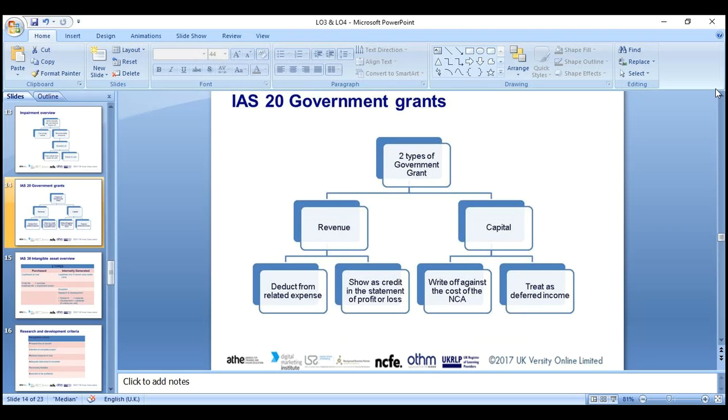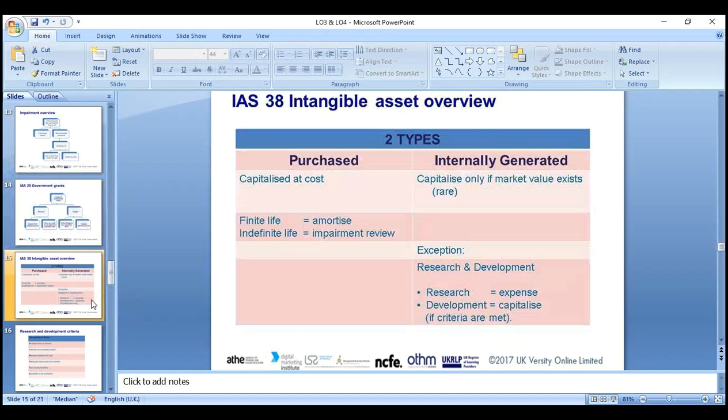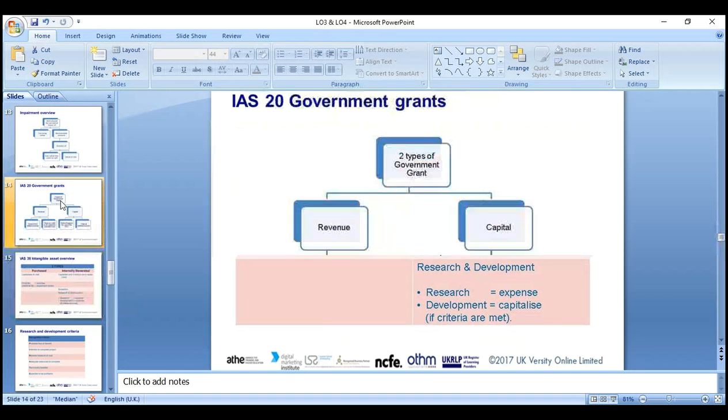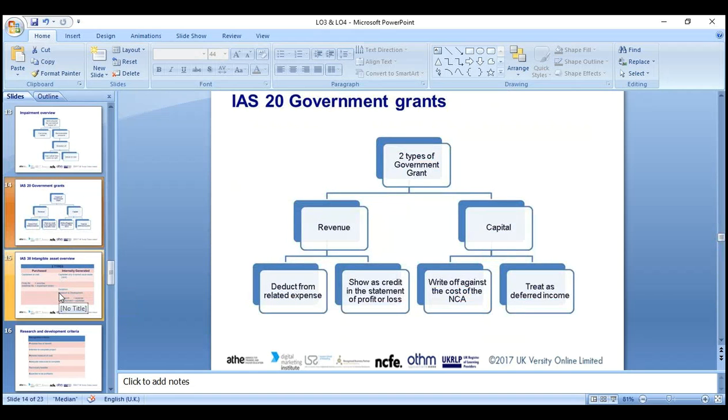If we have capital, the money being given as a government grant to buy machines or set up infrastructure is written off against the cost of the asset, which we can write off and treat as deferred income. In future, if we have a successful profit, we can generate some future income. So that's all about IAS 20, government grants.